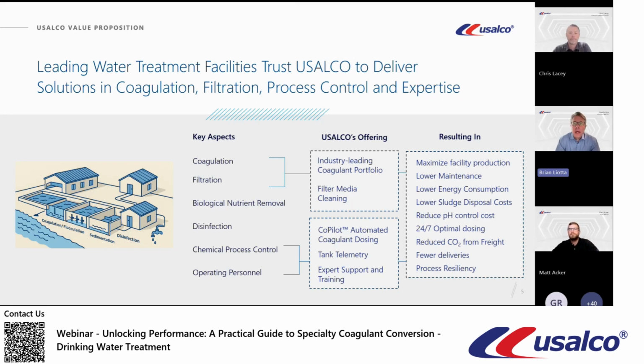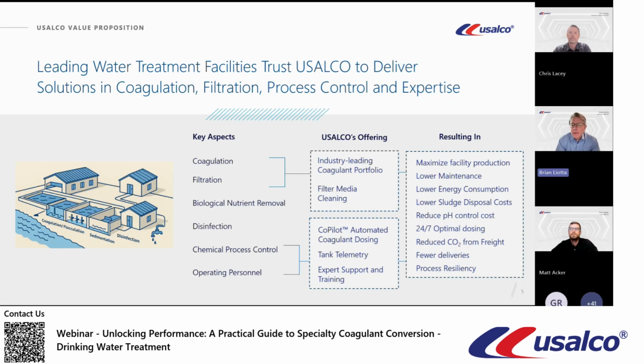This illustration shows the critical aspects of a typical drinking water facility: coagulation, filtration, pH control, disinfection, chemical process control, and operating personnel, all essential to providing clean water.